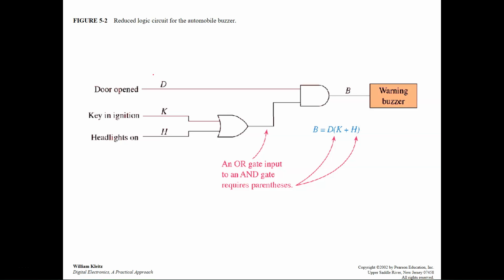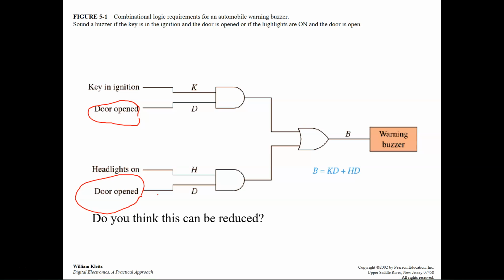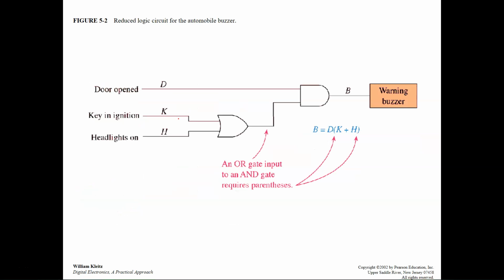But this can be reduced to where you have an AND gate here. So if we're looking at this, we have two AND gates and an OR gate for this logic. And both of them include this input right here: the door being opened. The only differences are one has the headlights on, one has the key in the ignition. So to reduce that, we take an OR gate for our key in the ignition and our headlights, and then tie that to an AND gate with our door being open. Does it make sense to everybody?